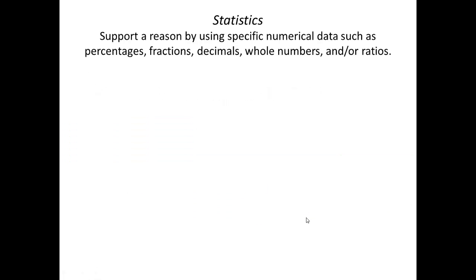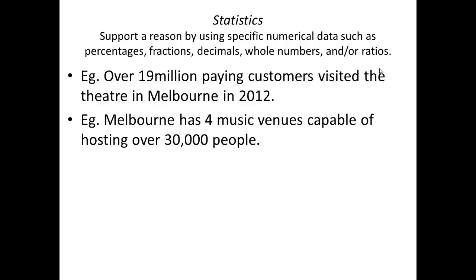Alternatively, we might want to use statistics in our body paragraph. These can involve specific numerical data such as percentages, fractions, decimals, whole numbers, or ratios. So here's an example of a statistic. Over 19 million paying customers visited the theatre in Melbourne in 2012. Another example, Melbourne has 4 music venues capable of hosting over 30,000 people.